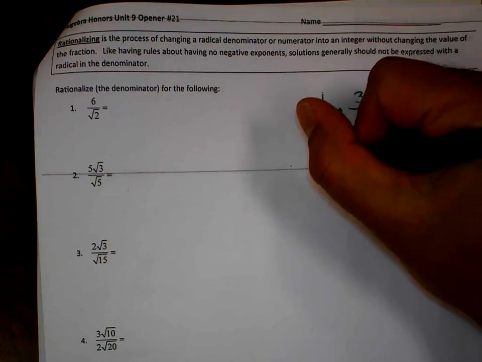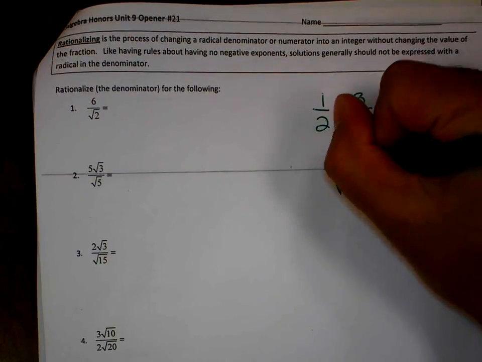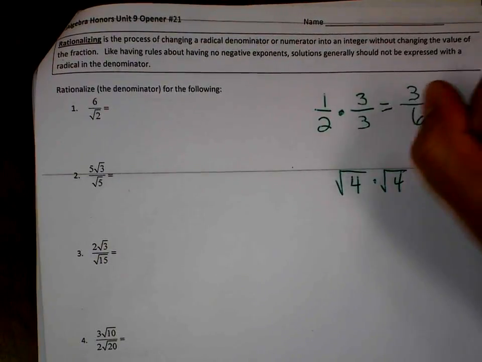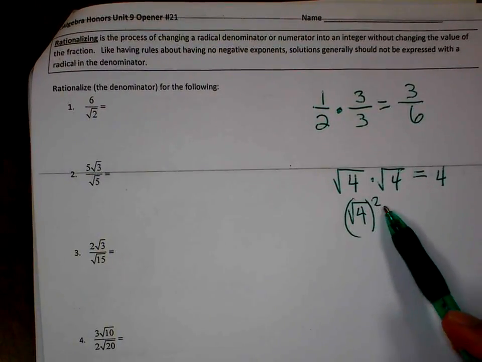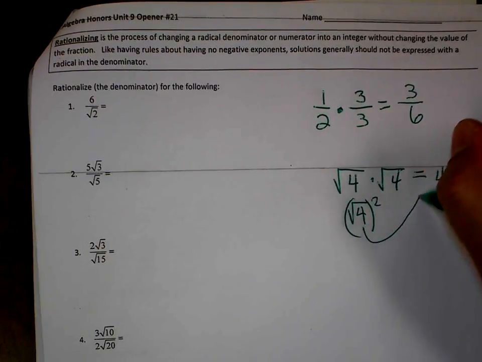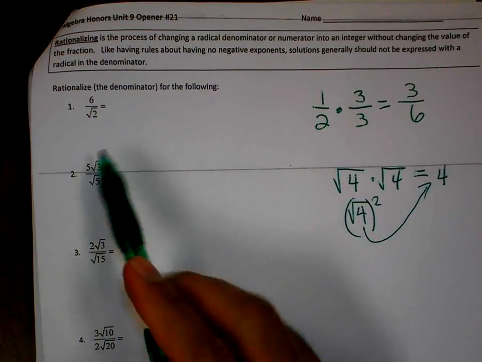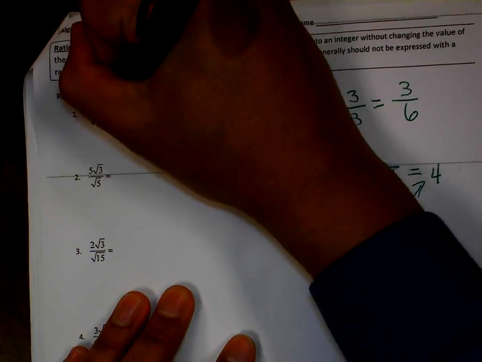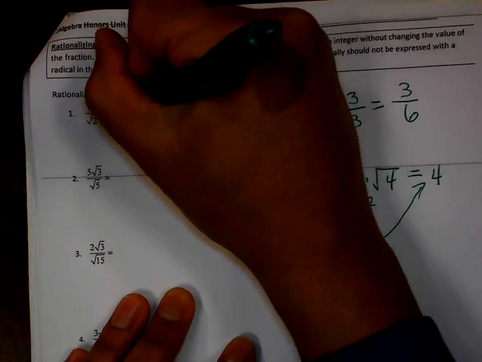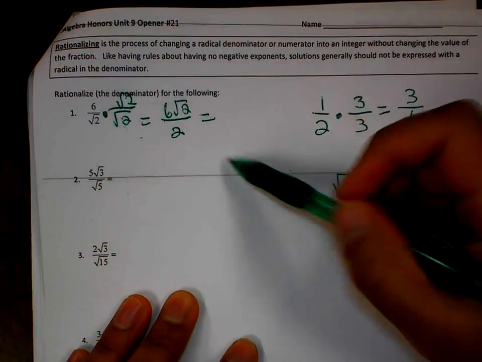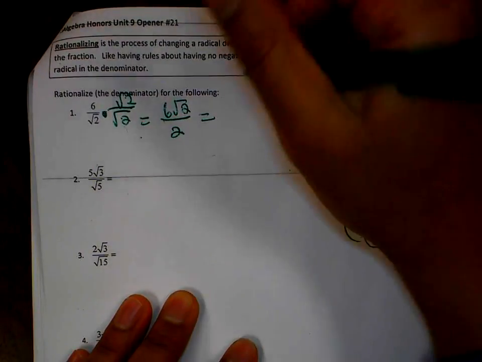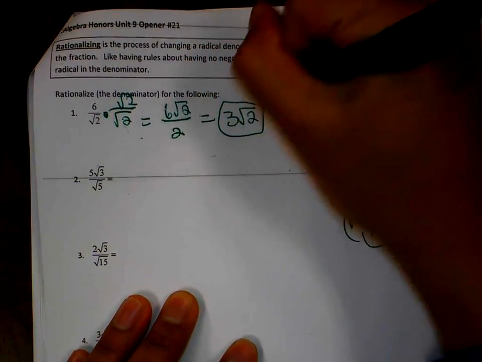Another thing to think about is when you take the square root of 4 and you multiply it times the square root of 4, you end up with 4, right? Because you have square root of 4 squared, and the square and the square root negate each other, and you're just left with what is inside. So we need to do that to get rid of the square root of 2. We're going to multiply top and bottom by square root of 2 over square root of 2. By doing that, I make the bottom square root of 2 squared, which is just 2. And the top becomes 6 square root of 2, which I can now simplify the 6 and the 2 to just be 3 square root of 2. So this is now rationalized.